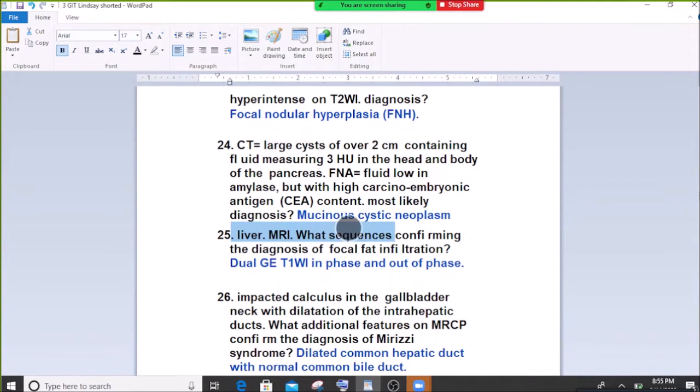25. Liver MRI: which sequence confirms the diagnosis of focal fat infiltration? Dual gradient echo T1W in phase and out of phase. To confirm the diagnosis of focal fat infiltration of the liver, we must do in phase and out of phase T1 imaging for fat.